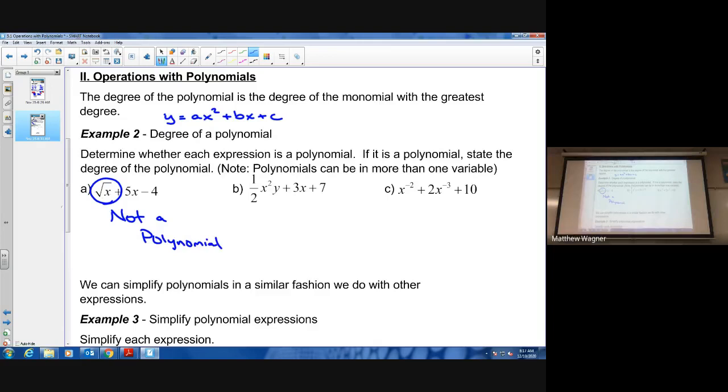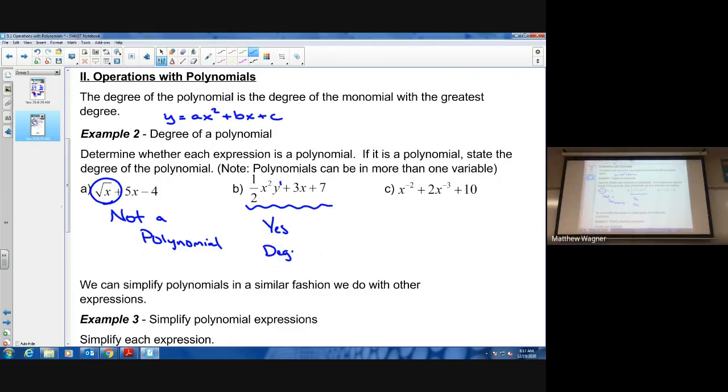Polynomial. All right, part B, taking a peek at things. This is a polynomial. It is a polynomial in two variables, actually. If you notice, all of the variables do have whole number powers, which is great. We have no radicals, we have no negative exponents, which means this is a polynomial. So I would say, yes, this is a polynomial.